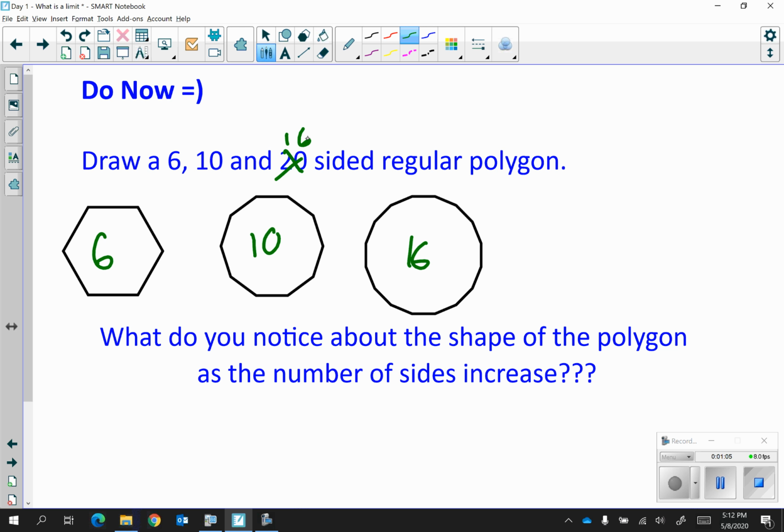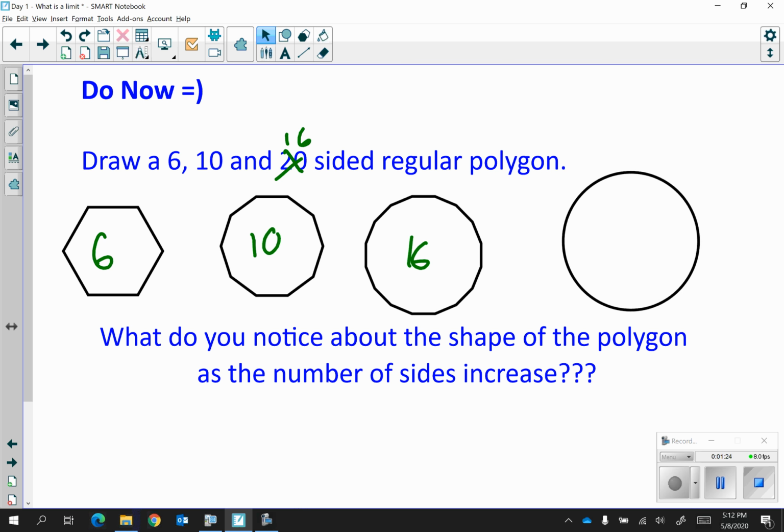And you might notice that first I started with the hexagon and then the decagon, and as you went up to the one with 16 sides, it's starting to get really close to a certain shape. And the shape that it's starting to get close to is a circle, right? As you have more and more sides, eventually it's going to be super close to a circle. I mean, look at the first one.